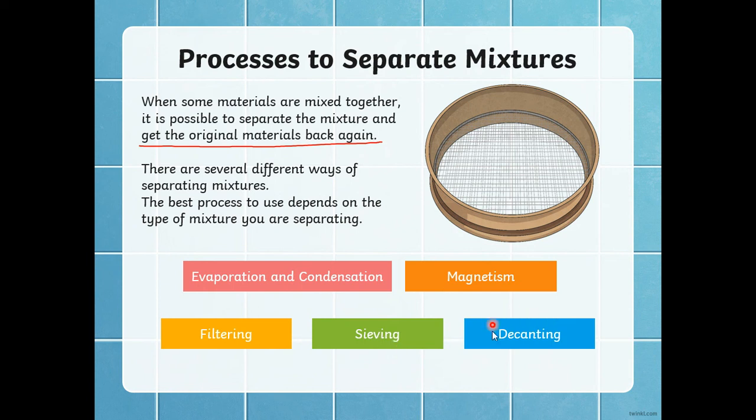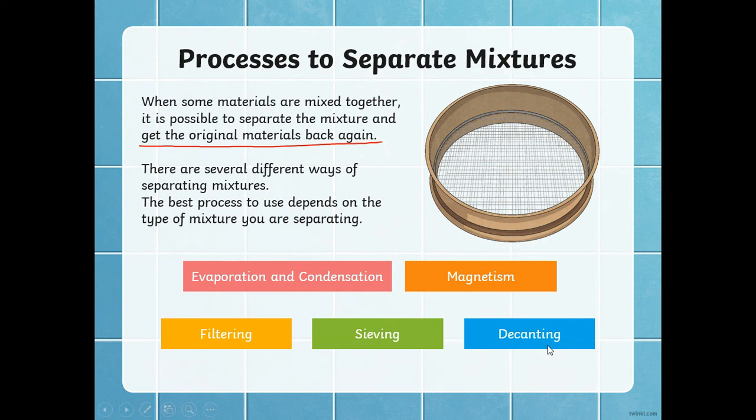And then decanting is going to be used for separating two liquids that have different densities. The one that has a lesser density is going to be on top. The one that has a greater density is going to be at the bottom. And you can easily pour off the one that has a lesser density. Pour it off, or decant it, slowly. Okay? And so those are the processes of separating mixtures.